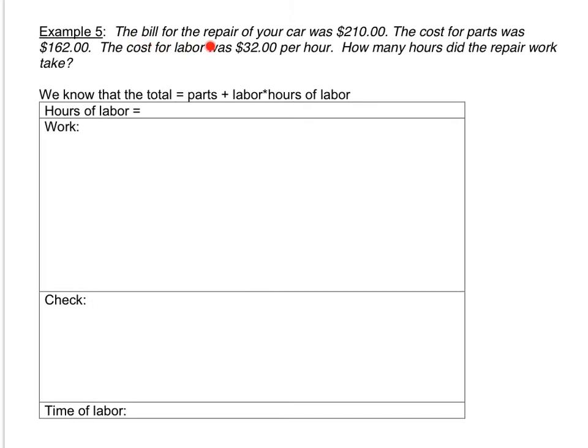Alright, it says the bill for repair of your car was $210. The cost for parts was $162. So already I know this: something equaled 210. Okay? And as we're going through, you might want to circle things you think are important. And then it says the cost of labor was $32 per hour. How many hours did the repair take?